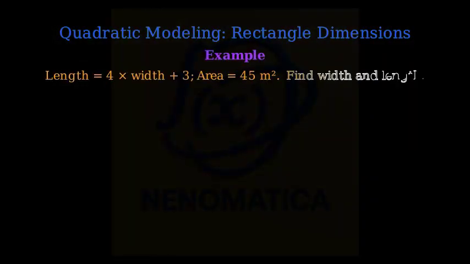Example. In this problem, we will find the dimensions of a rectangle from a word description. The length is 3 more than 4 times the width, and the area is 45 square meters. We will define a variable for the width, build the area equation, and solve a quadratic step by step. Let's visualize. I will draw a rectangle and label the shorter side as a, the width, the longer side, the length, is 4a plus 3. The area is width times length.